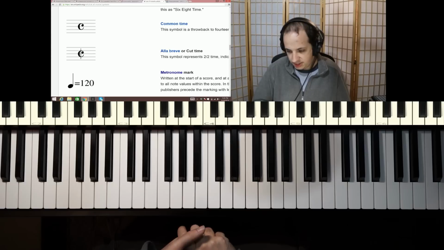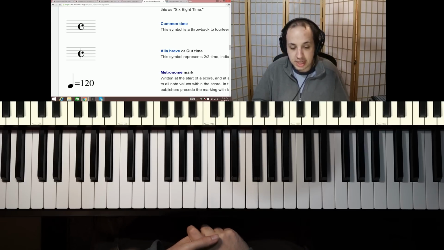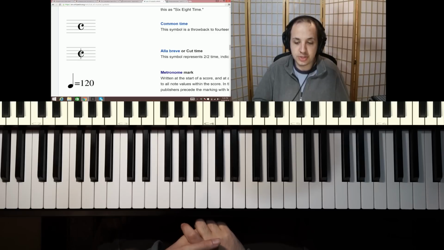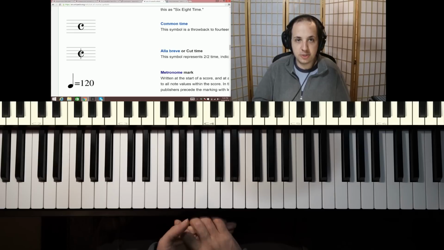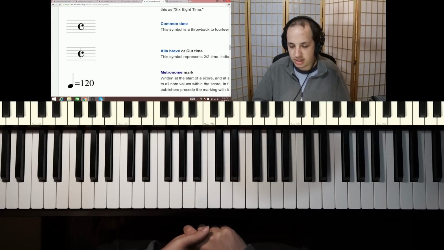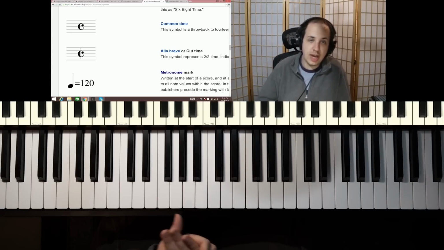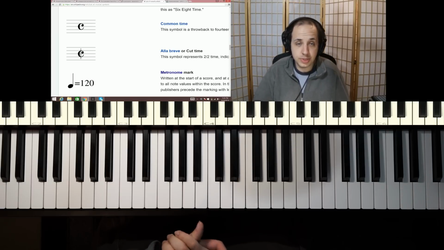Okay. There's a lot of these. I'm not going to go over all these tonight, so maybe I'll stop at common time. Common time is the most common time signature, which is 4/4. And then alla breve, or cut time, is 2/2. So you're cutting it all in half. Now a quarter note gets half of a beat instead of one.